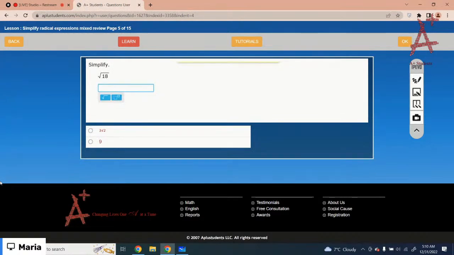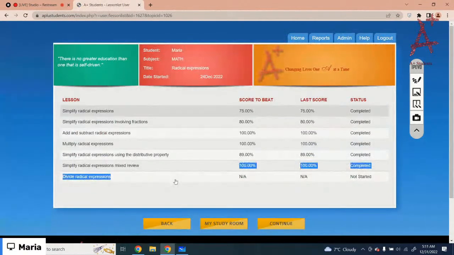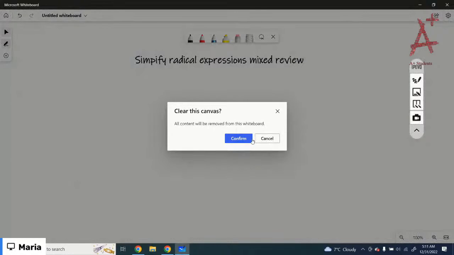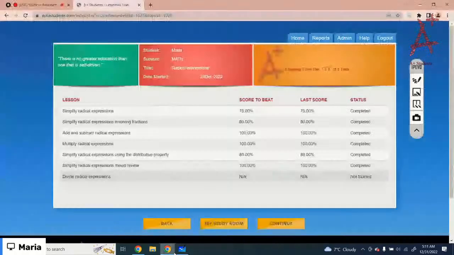The next lesson is divide radical expressions.